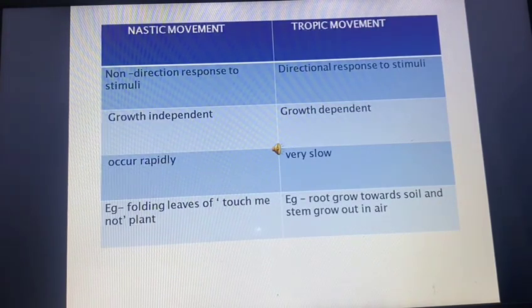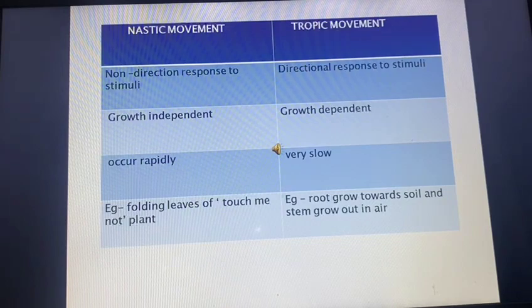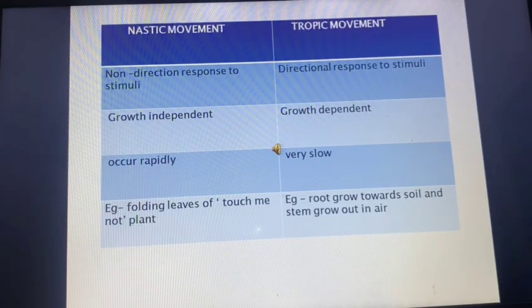Here is a difference in nastic movement and tropic movements. Nastic movements are non-directional response to stimuli. Response is same regardless of stimulus direction. Nastic movements are growth independent. No growth is involved in this type of movements. Nastic movements occur rapidly. They are very fast. An example of nastic movement is folding leaves of touch-me-not plants when touched.